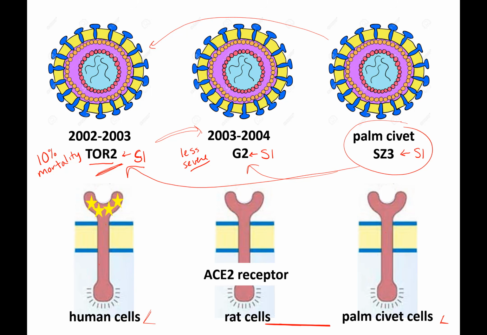Rat cells, the ACE2 receptor from rat cells was used kind of as a control. Rat cells are not susceptible to these different coronaviruses, not very efficiently. And so in the study, you'll see that they make mutations in the rat cell receptor to mimic human cells or to mimic palm civet to map out exactly which are the essential amino acids to allow the spike protein and the receptor to interact.